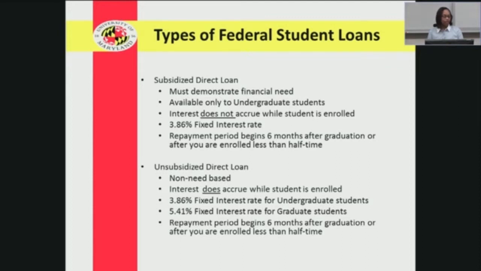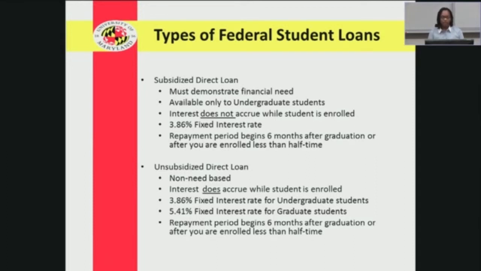The interest does not accrue while the student is enrolled in school. So if you go from undergraduate to graduate school, there's no interest on your loan while you're enrolled in school at least half time. So 6 credits or more, there's no interest accruing on that loan. Right now, the current interest rate is 3.86%, and repayment for the subsidized loan starts 6 months after graduation, or if you enroll in less than 6 credits.